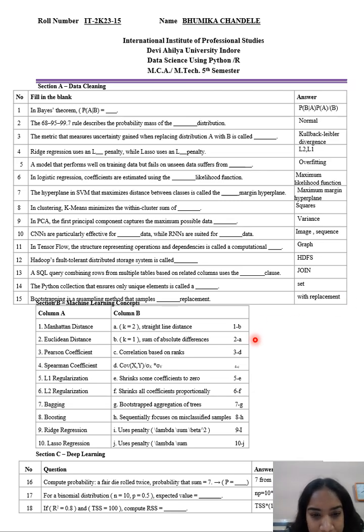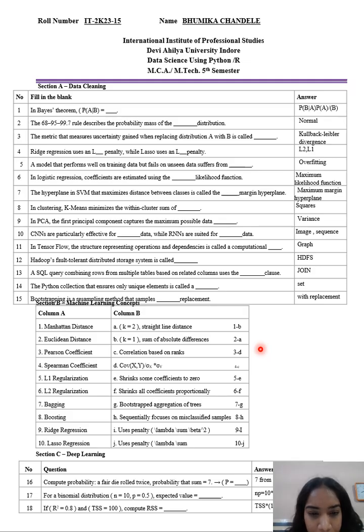Now Section B, machine learning concepts. First is Manhattan distance. The answer is K equals 1, that is the sum of absolute differences. And the second, Euclidean distance. It is K equals 2 and this is a straight line distance.